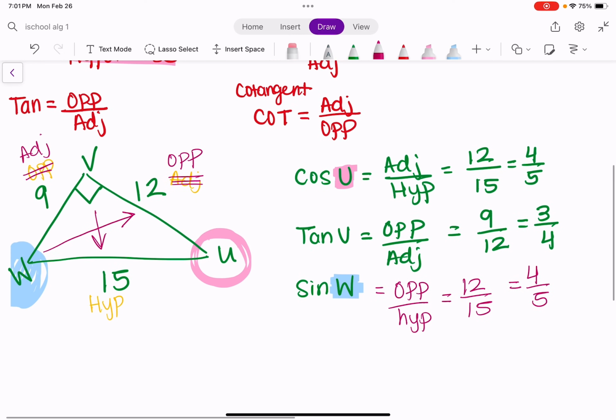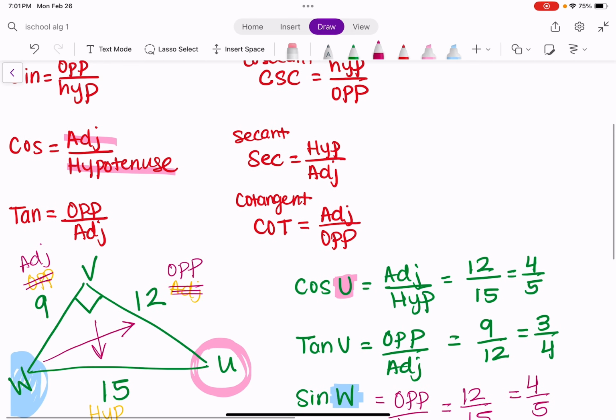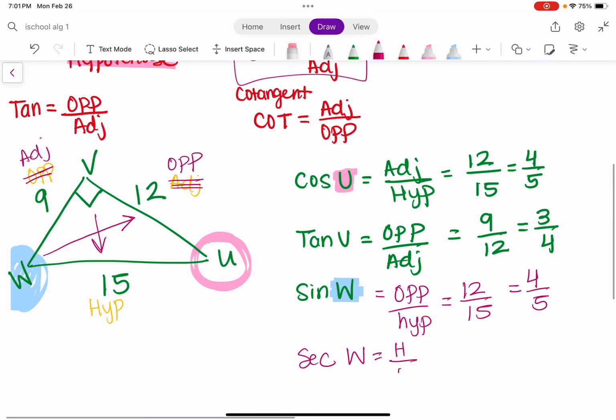And then lastly, let's say I wanted to find the secant of W. If you look above, secant is right here. That's hypotenuse over adjacent. So my hypotenuse is 15, my adjacent is 9, and I can simplify that to 5 over 3. Okay? So hopefully this is review, right?